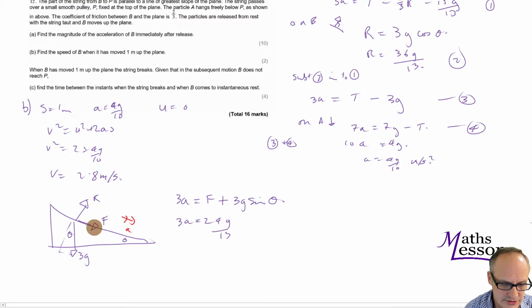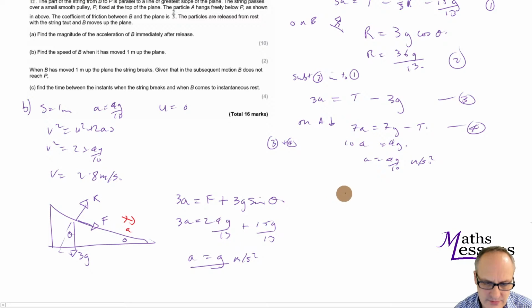The friction doesn't change, because there was no change in the normal reaction. So you get 24g over 13 minus 15g over 13 when we work that out. And that all comes out to be 9. What am I going to get? So I want a plus there. Still got the minus sign from before. So that gives me 39g over 13, which gives me 3g. And then divide that by 3, I get A is just equal to g meters per second squared.